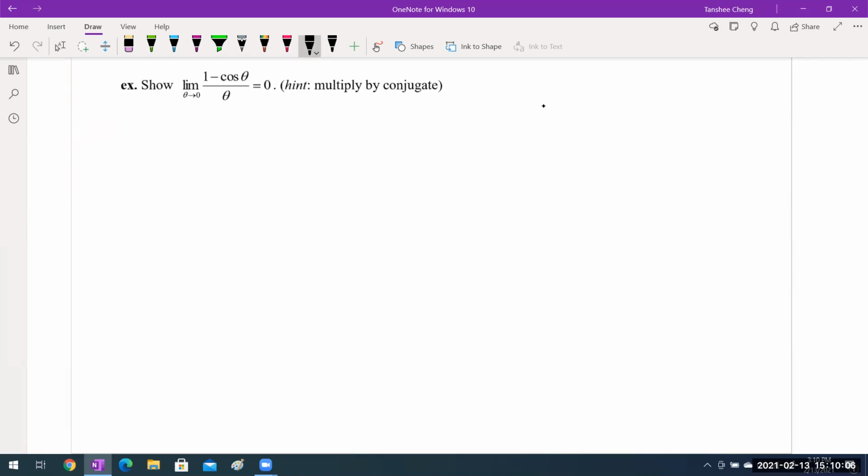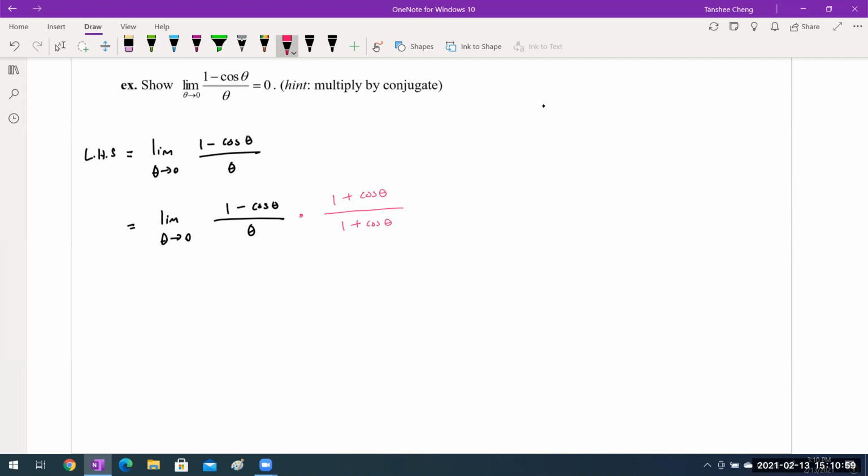We want to show that the limit as theta approaches 0 of 1 minus cosine theta over theta is equal to 0. To show this is true, I'm going to start from the left-hand side: the limit as theta approaches 0 of 1 minus cosine theta over theta. I want to use the limit of sine x over x, so I'm going to try to rewrite everything in terms of sine. Therefore, I'm going to multiply by the conjugate factor, which helps us use the identity. That's why I mentioned that you need to remember the identity. So multiply by 1 plus cosine theta over 1 plus cosine theta.